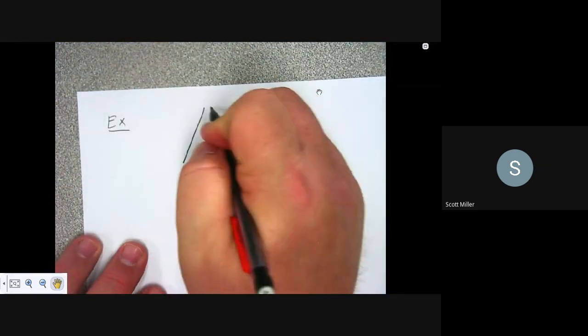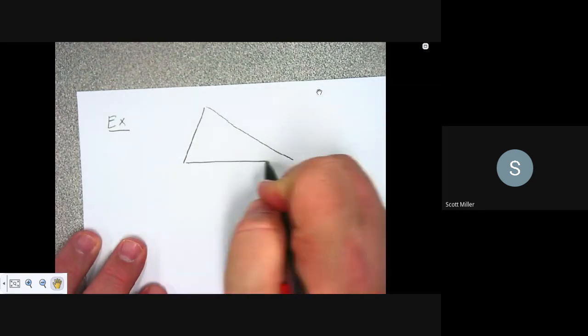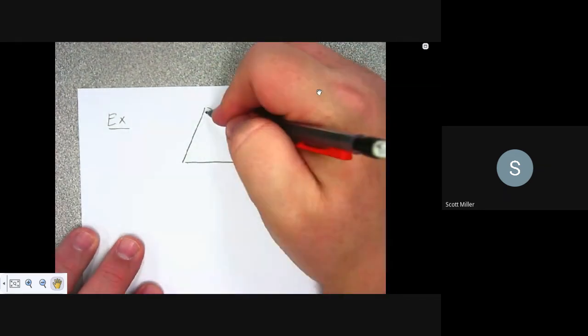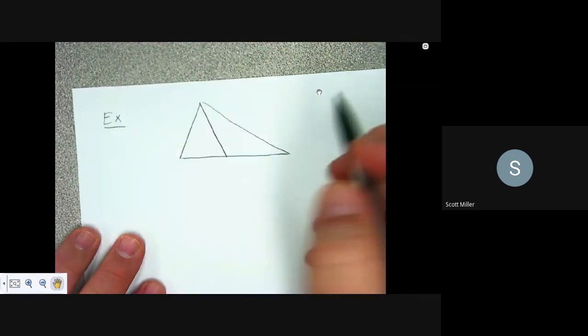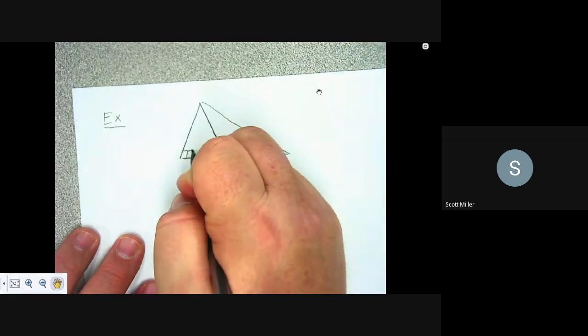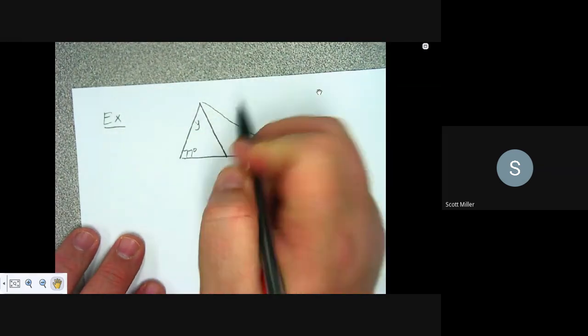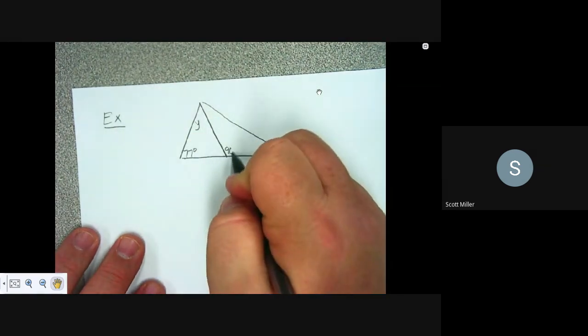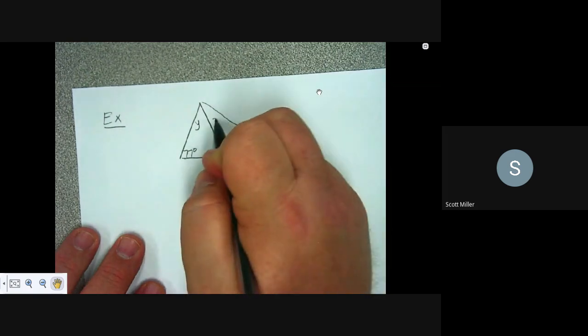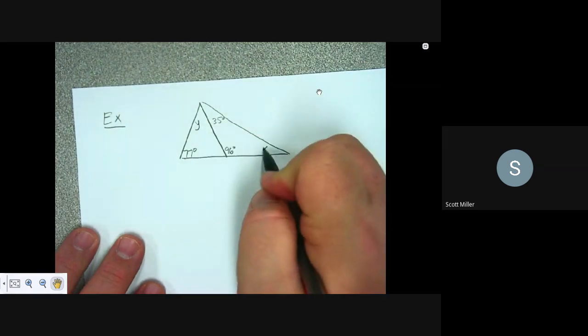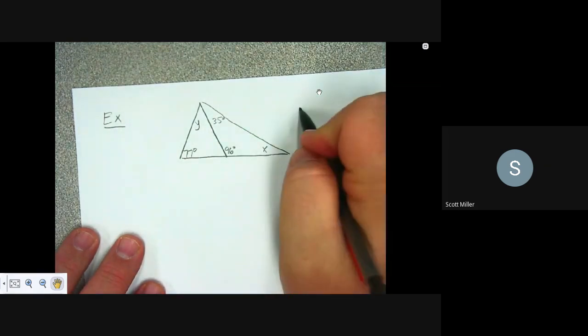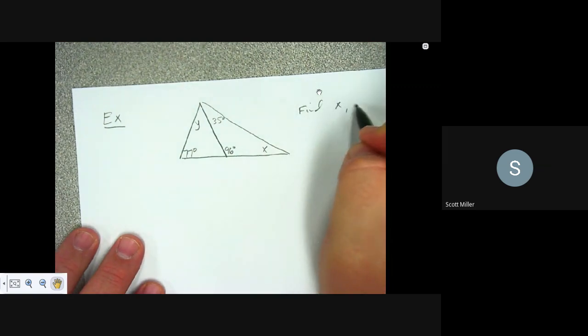So here is a triangle. In fact, we're going to split it so that I have 2 triangles. This angle is 77 degrees. I don't know this angle. This is 96 degrees. This is 35 degrees. And this angle is x. So I want you to find x and y.